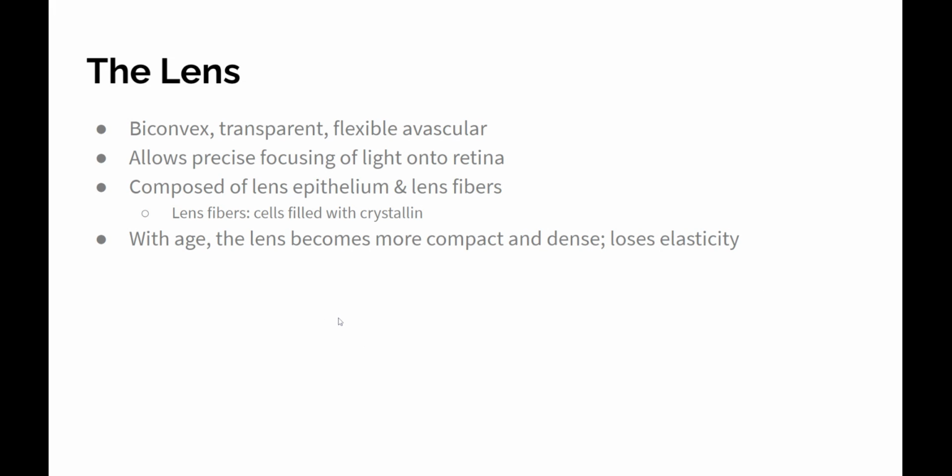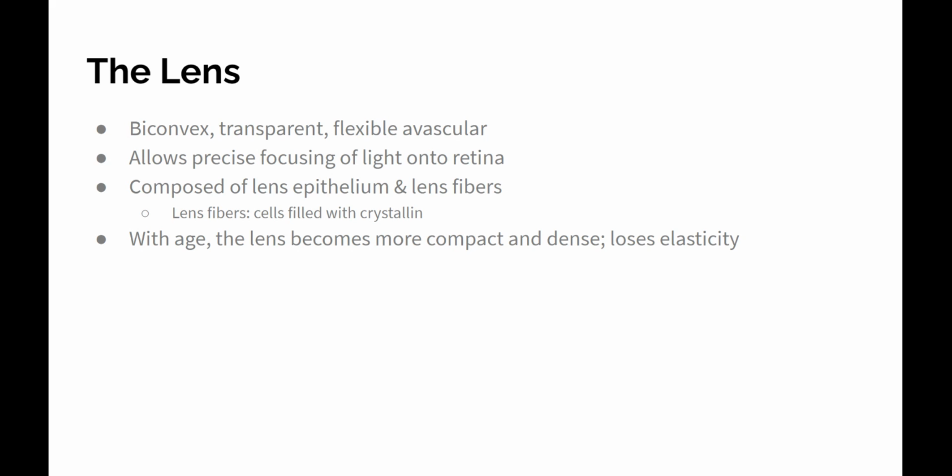All right. So that lens itself, we haven't really talked about too much. The lens is biconvex, which, convex, is just talking about angles. We'll take a look at that shape in a second. Bi meaning two, so it's biconvex. It's convex on two sides. It's transparent, which is super useful because light has to go through it. It's really flexible, and it's also avascular. Avascular, remember, means that it does not have any blood supply to it.